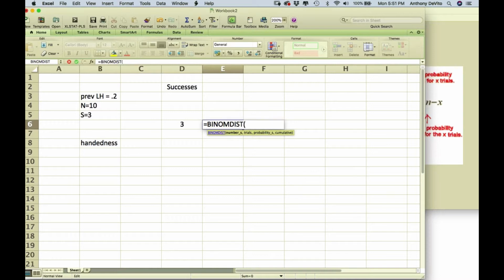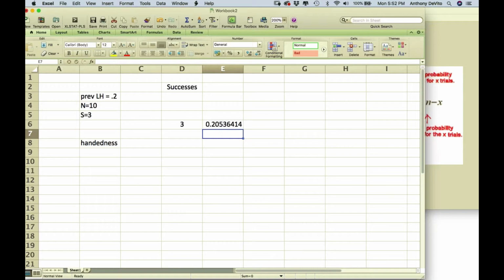So I'm going to go here and say the number of successes is 3, comma, the number of trials is 20. The probability of success on any individual selection is going to be 0.2. That's the likelihood of picking a left-hander, comma, and then I'm going to say false for cumulative. It's just going to say false. Take my word for it for the moment. And I'm going to hit enter.